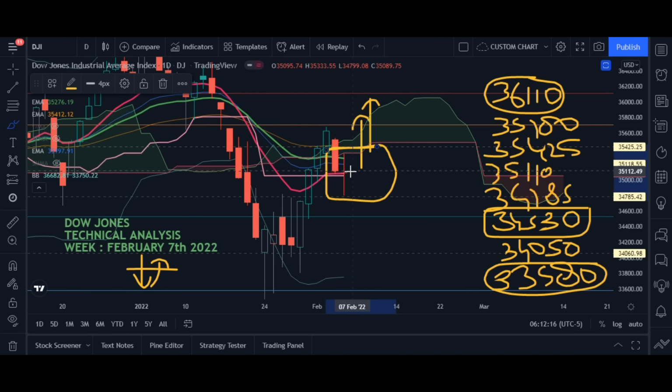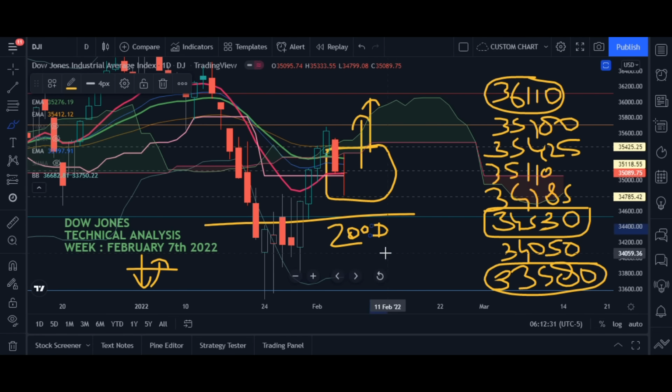Other than that, if you see the market is coming down, one more thing here: here comes the 200-day moving average. This is the 200-day moving average, the same as happened in the case of the S&P 500. In my technical analysis of the S&P 500, I told you this is the same thing. Now here, if it fails to close above the Ichimoku, in that case the market is going to come down, as simple as that.